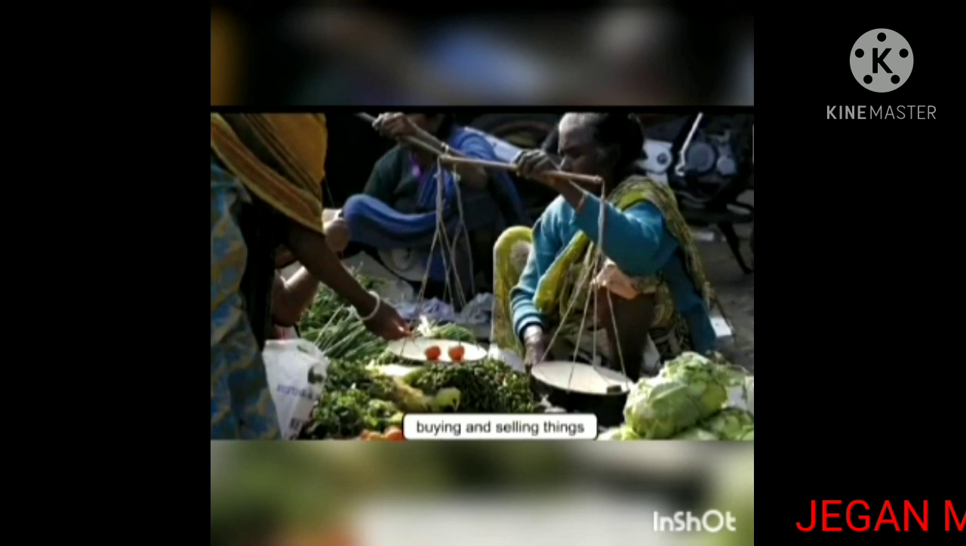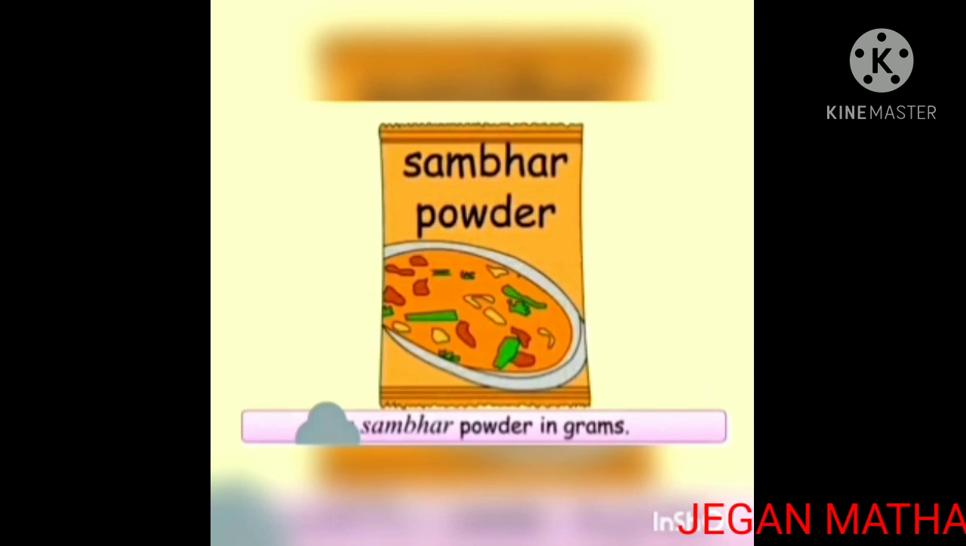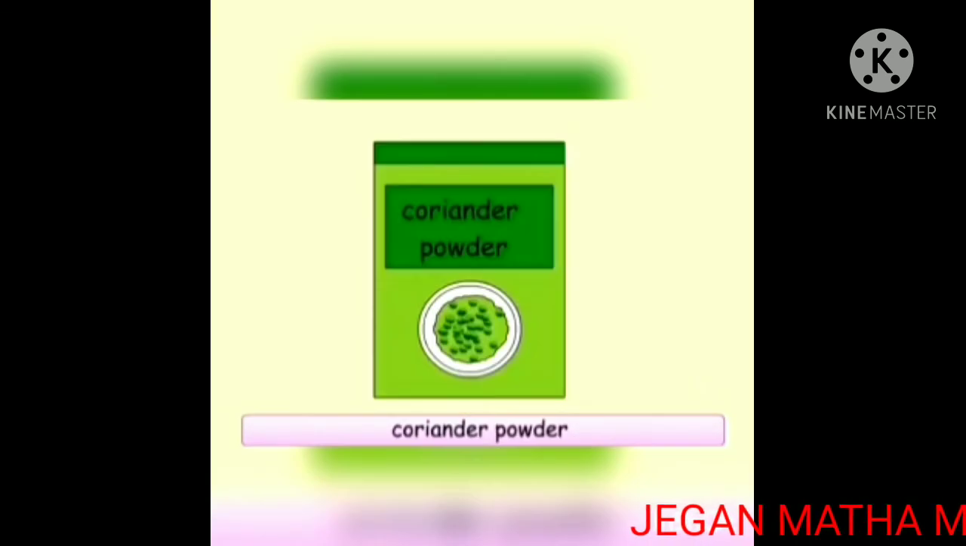Look at this picture. Some people are buying and selling things in the market. See how we measure weight using a weighing balance. First, we place the object to be weighed in one pan of the balance. Now, we start placing the weights in the other pan. Then, we stop adding weights when both pans are balanced or equal in weight.